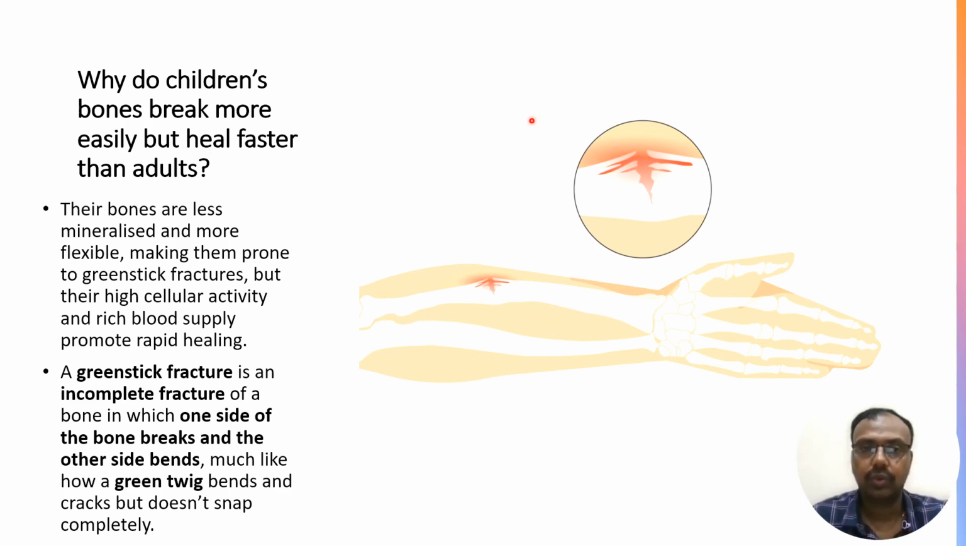So, what is a green stick fracture? It is an incomplete fracture of a bone in which one side of the bone breaks and the other side bends. So one side is broken, the other side is bent. Much like how a green twig bends and cracks but doesn't snap completely.